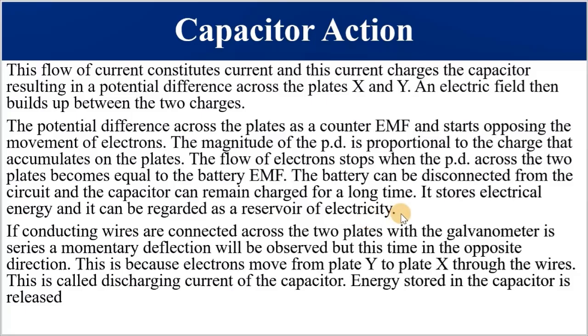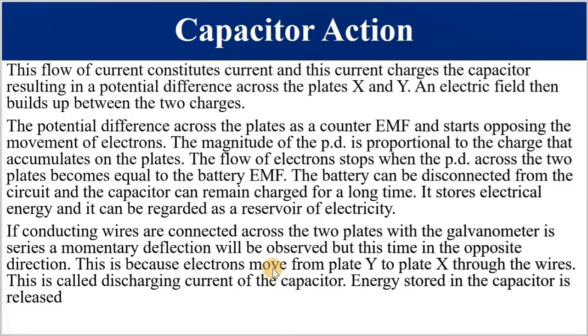If we now want to discharge the capacitor, we connect a conductor across the two plates X and Y. The galvanometer is going to show a momentary deflection, measuring the amount of current flowing in the circuit, but this time it will be in the opposite direction to the one it measured when the capacitor was connected to the battery.